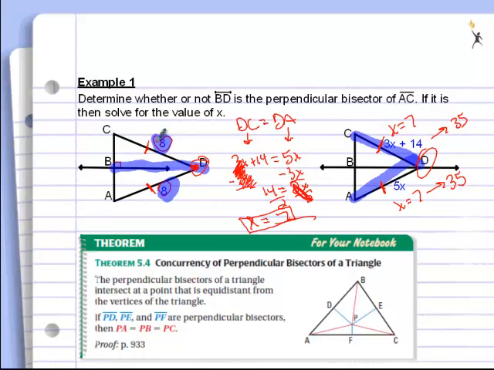Try and prove that D, or whatever this point is, is the same distance from the endpoints. And if you can prove that, then you've proven that it's on the perpendicular bisector.